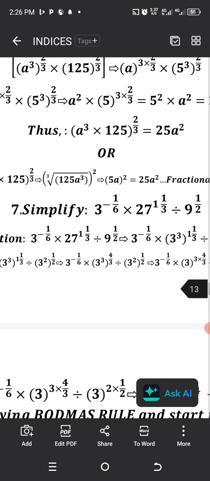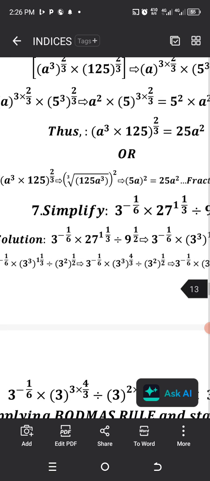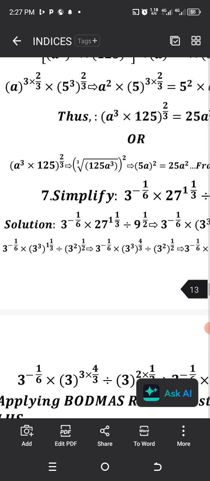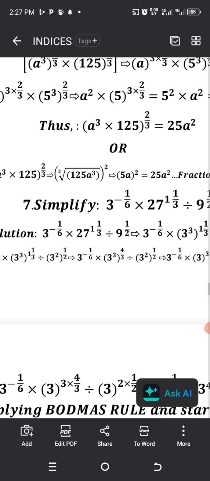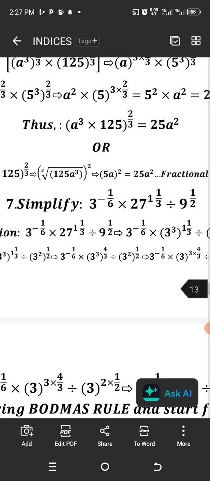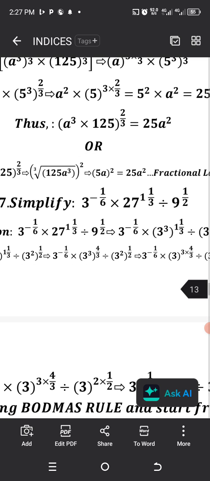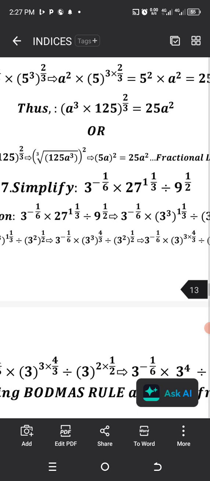And you can solve it in another way around. You call 2 over 3 also means 1 over 3 multiplied by 2. So if you solve it like that, you have cube root of 125a raised to power 3, everything raised to power 2. So we have inside parentheses 5a, raised to power 2, which is 25a squared. That is fractional law.